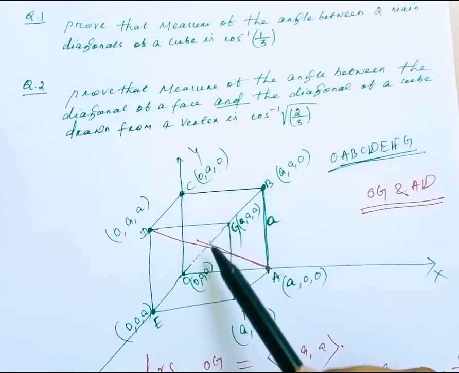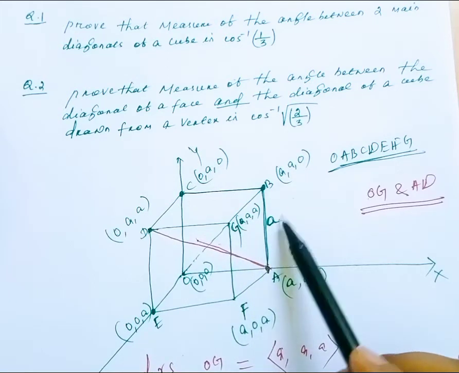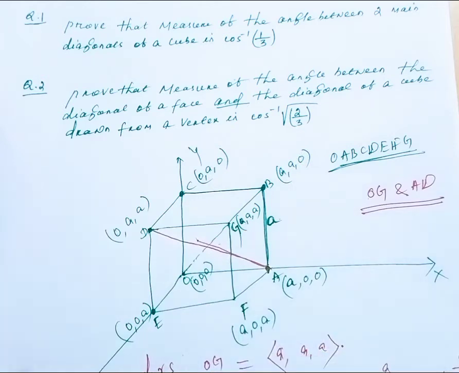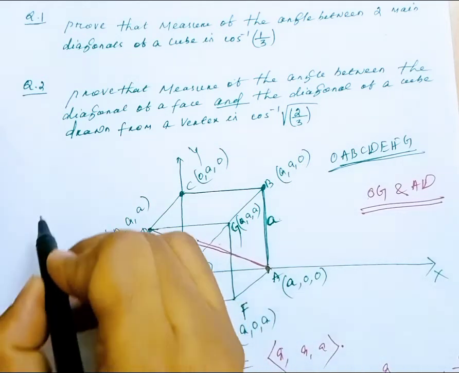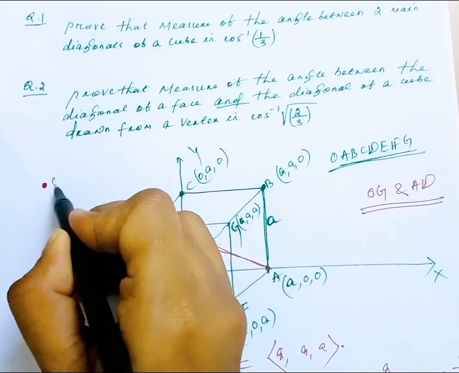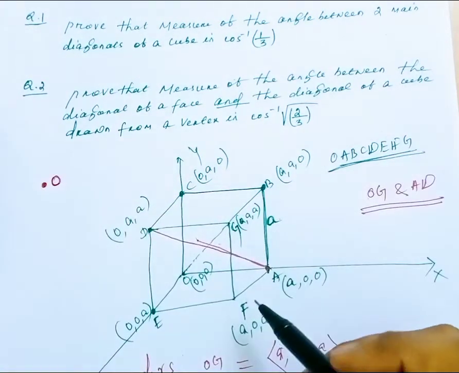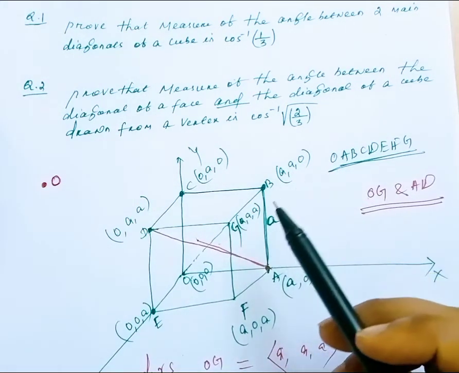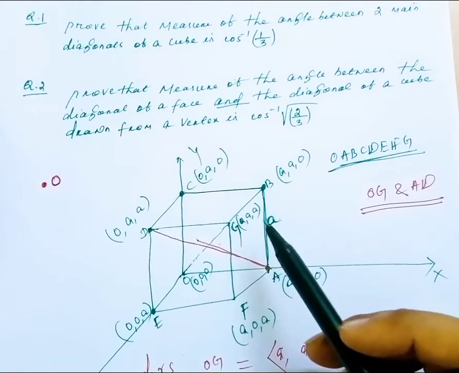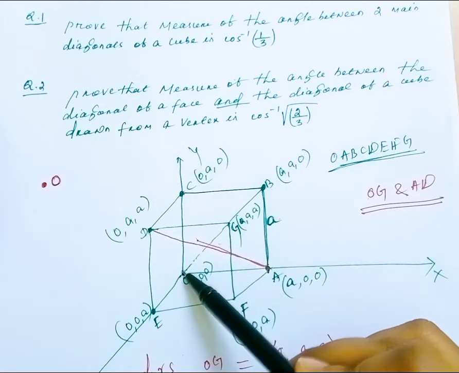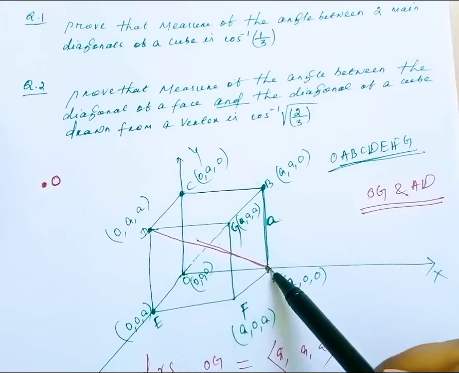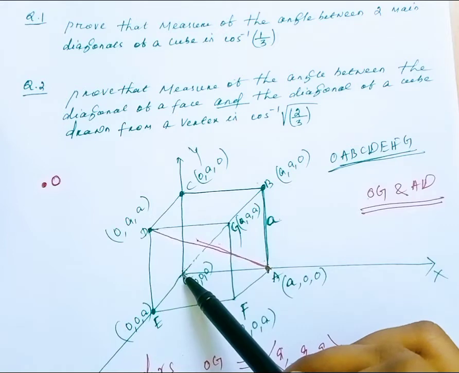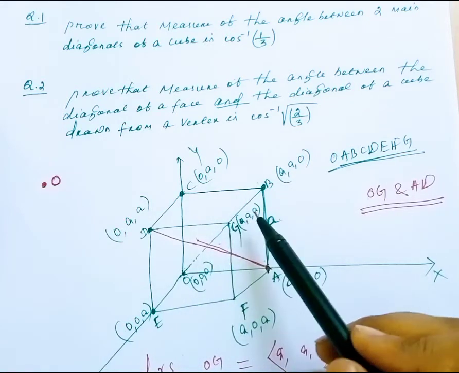This is a cube having side A units. Take the same picture and first take a vertex. Suppose I am taking vertex O. By taking vertex O, you have to find the diagonal of a face and the diagonal of the cube. The diagonal of the face should be OB in the lower face O, A, B, C, and the diagonal of the cube is OG, and these two make an angle.